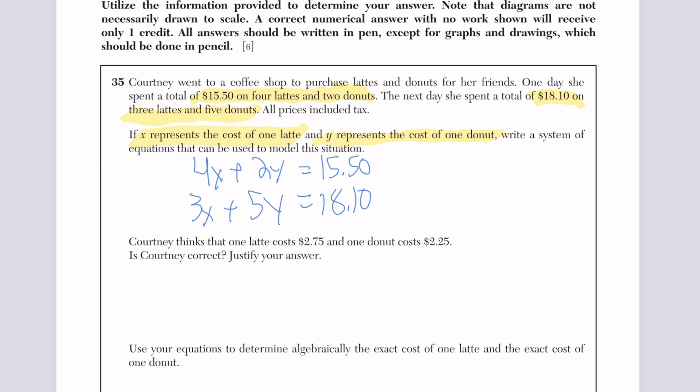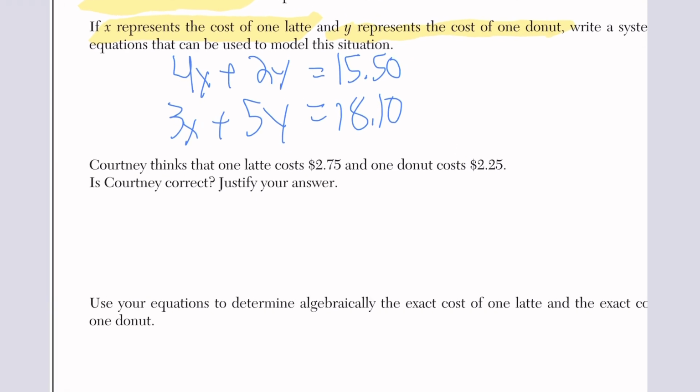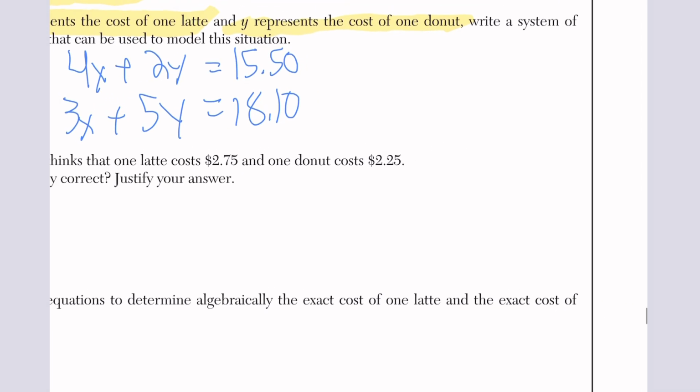Courtney thinks that 1 latte costs $2.75 and 1 donut costs $2.25. Is Courtney correct? Justify your answer. To figure this out, we're just going to have to plug it into both equations. Or if we plug it into one and it doesn't work, then it already doesn't work. Let's try the first one.